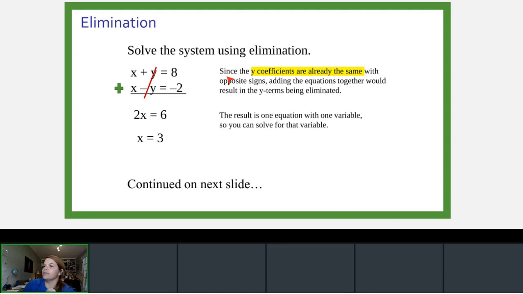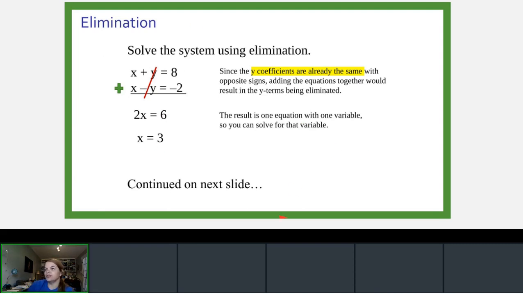So we would want to use the elimination method here because the y coefficients are already the same number. Remember, coefficient is the number in front of a variable. So we have 1 and 1, but they have opposite signs. If I add these two together, I get x plus x is 2x, y minus y is 0, so that eliminates or drops out. 8 plus -2 is 6. Now I finish solving for x. If I divide by 2 on both sides, x is going to be 3.